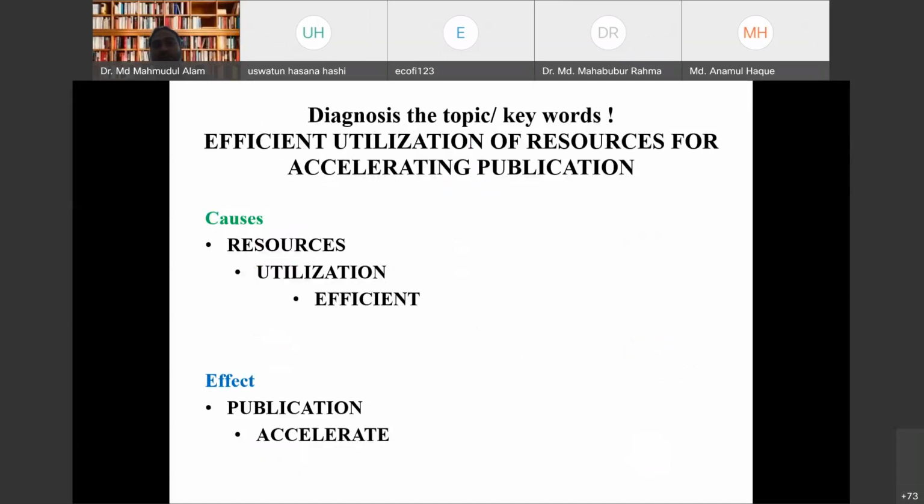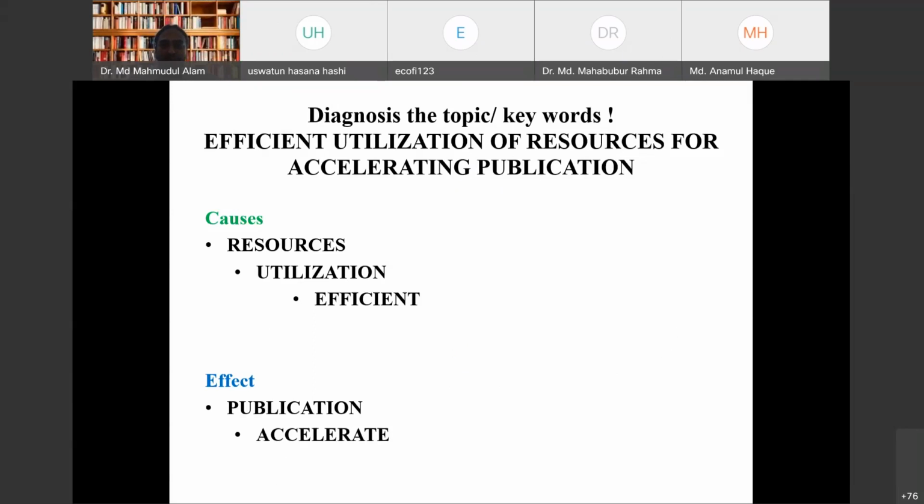Then come the resource utilizations. Suppose I have a resource, but I don't utilize it, or it is somehow not properly managed. So the question is utilization, and after utilization comes efficiency. So we utilize it, but is it efficient or not? That's the question. And if it is considered as the cost side, then the purpose is the publication.